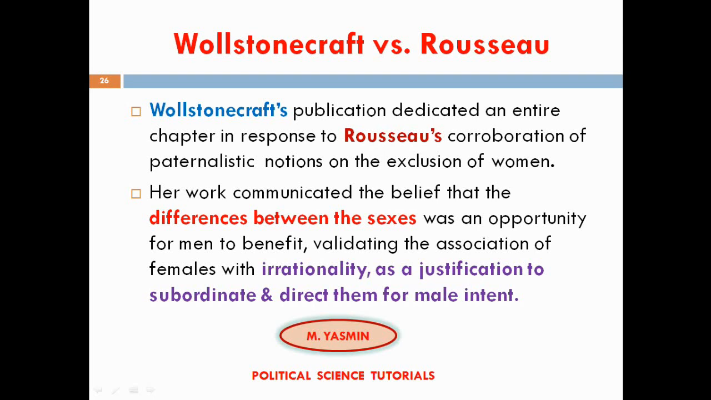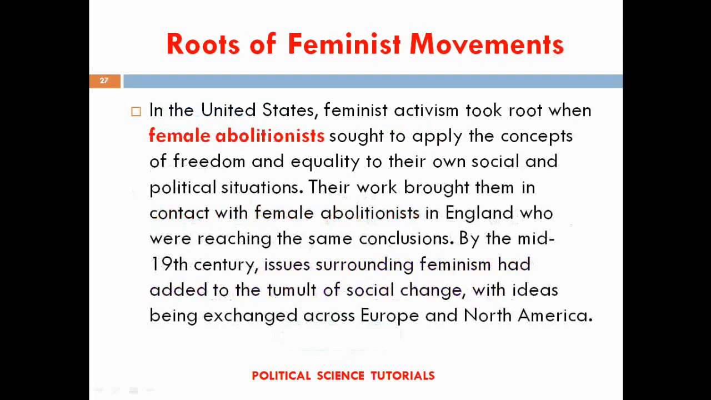This type of theoretical work by different feminists and the process of organizing the movements to achieve feminist goals took momentum in different countries like France, Italy, UK, USA, Germany, etc.